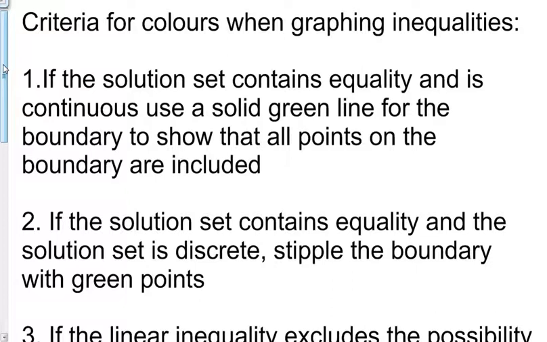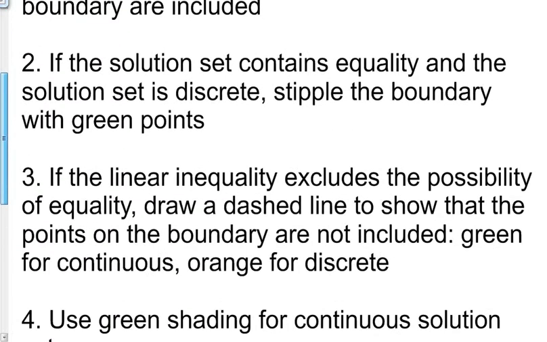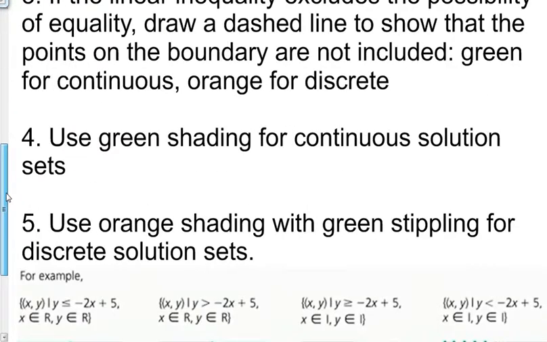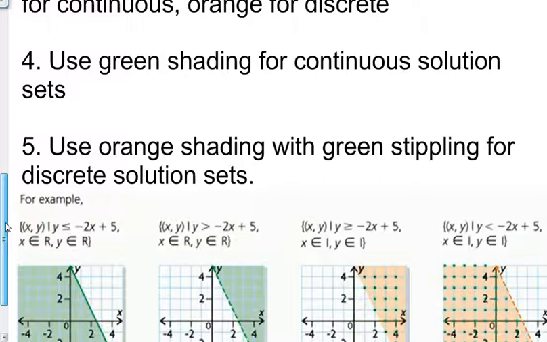with green points. If the linear inequality excludes the possibility of equality, so if it's just greater than or less than, draw a dashed line to show that the points on the boundary are not included. Use green for continuous, orange for discrete. Use green shading for continuous solution sets and use orange shading with green stippling for discrete solution sets.